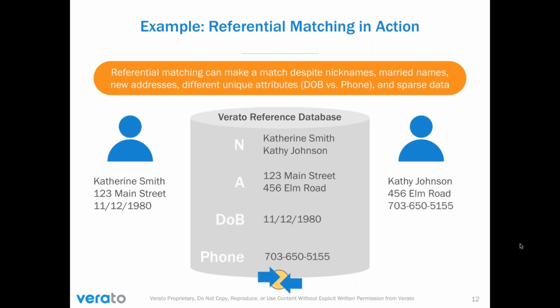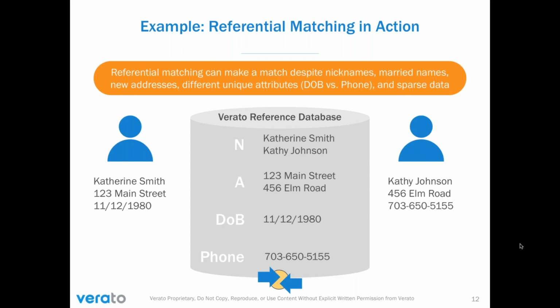And just to give you a little bit more of a real example with real data here, if those 2 records that we were talking about, one was a Catherine Smith who lives on Main Street and there's a birth date, the other is a Kathy Johnson with a different address on Elm Road and a phone number, by itself, those 2 records don't look similar enough to say that they are or are not the same person. You'd probably be inclined to say they're not the same person.